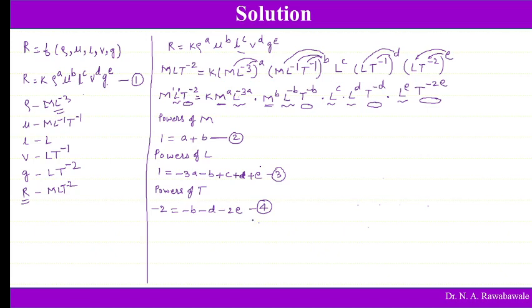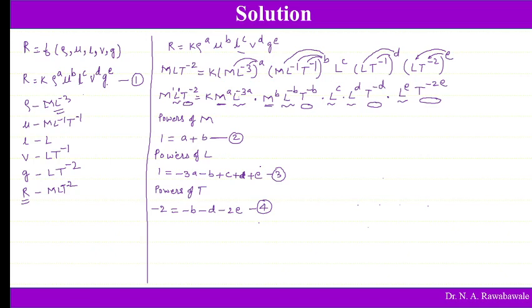Now there are 5 unknowns here, a, b, c, d, e, and we have only three equations which we have obtained, that is equation number 2, 3, 4. So therefore it is not possible to find out all the unknowns. Therefore we have to express three unknowns in terms of two unknowns. Hence we express a, c and d in terms of b and e. So any three have to be expressed in terms of some other two.